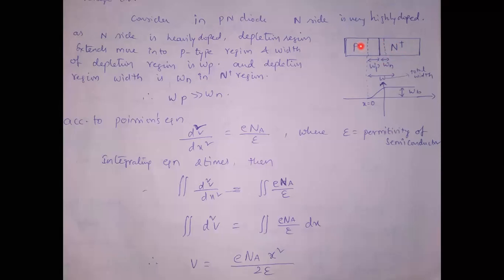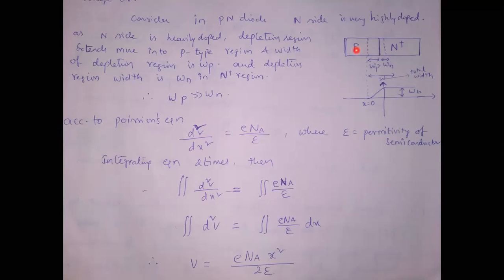In this example, the N region is more heavily doped than the P region. Therefore, more electrons are diffusing from the N side to the P side. They will recombine with holes here. Therefore, uncovering of charge takes place much more in the P region. That's why the depletion region width on the P side is high. That's why WP is high.